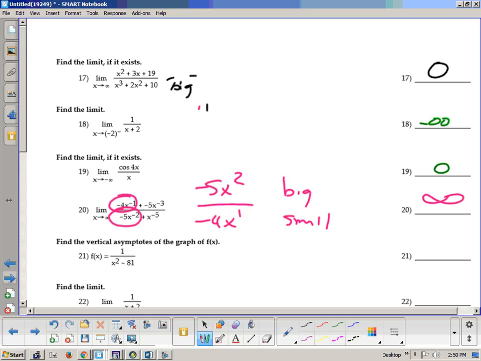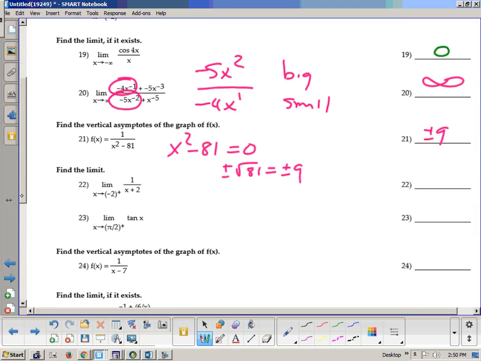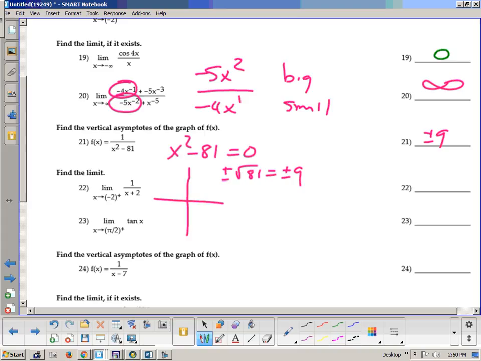That's a trick question. Find the asymptotes. When does x squared minus 81 equal 0? Well, it's at plus or minus the square root of 81, which is plus or minus 9. So this has vertical asymptotes at plus or minus 9. Looking at 22, looks like the same question as 18. We just need the other side, which looks like it's going to -2 from the right-hand side, so that's going to be infinity for 22.